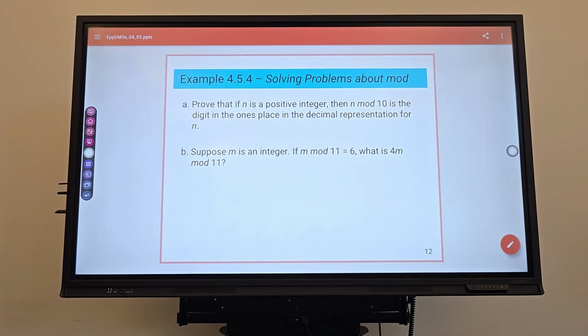Prove that if n is a positive integer, then n mod 10 is the digit in the ones place in the decimal representation of n.